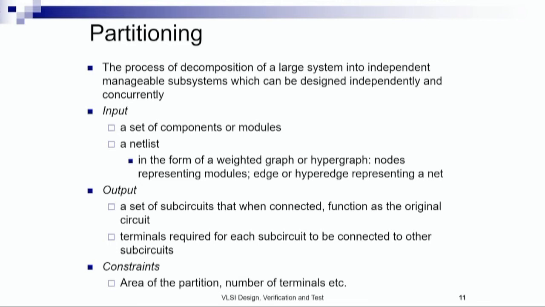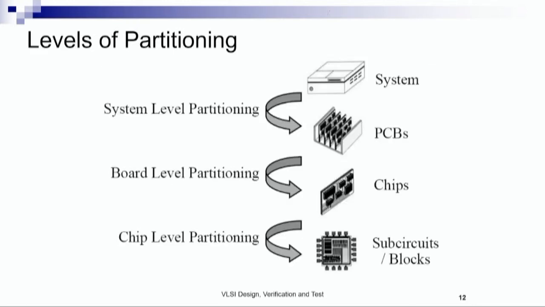Now therefore, these wires that cross the partition and go to other partitions can only go through terminals in this partition. So therefore, at the output of the partitioning process, we also know the terminals of each partition. The partitioning process will be carried out under certain constraints. For example, there can be a minimum and maximum bound on the area of each partition, on the number of terminals, etc.